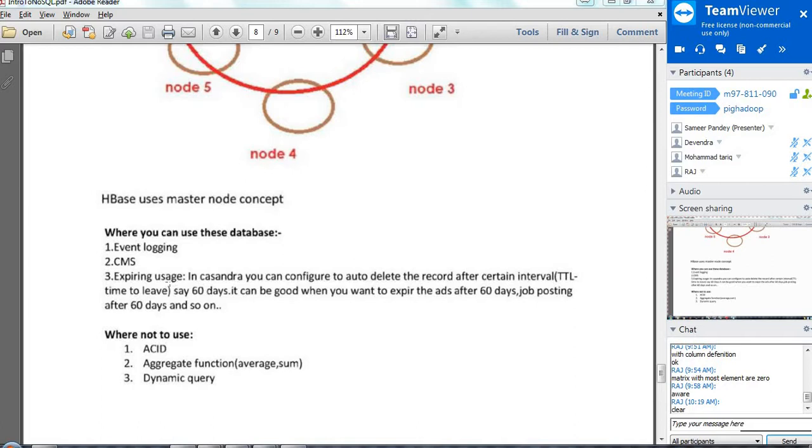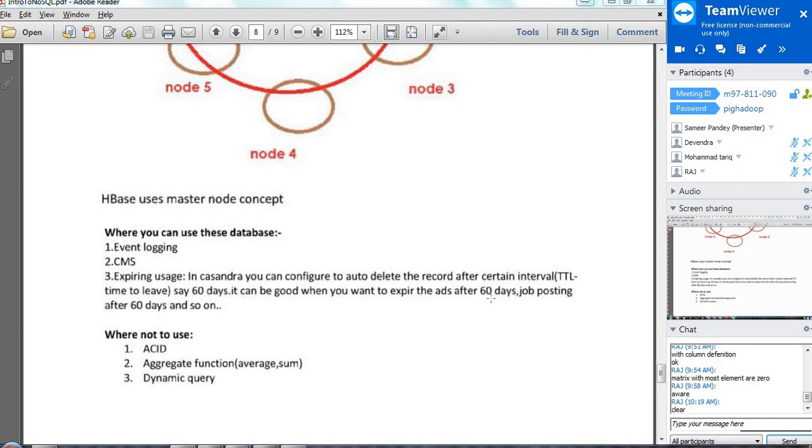Expiring uses: one of the benefits of having HBASE is that you can set an interval on data, right? Suppose you have data and you set a time interval that this data is going to expire in 60 days. So what happened?